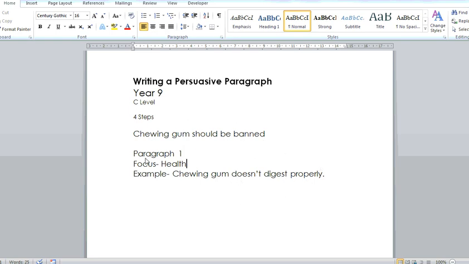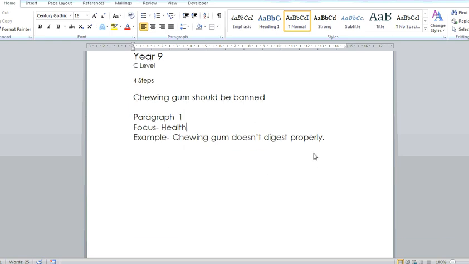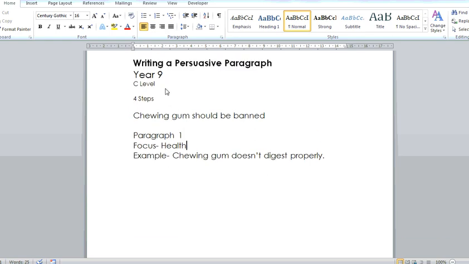Now remember, if you don't have this basic information in front of you, you're going to have difficulty writing your first paragraph. Don't expect to just make it up on the spot. Think ahead, go back, come up with your ideas, and then follow these steps. Now the most important thing to make sure that we're following in order to get a C is structure. If we can show the evidence of a structure, we will definitely get a C.